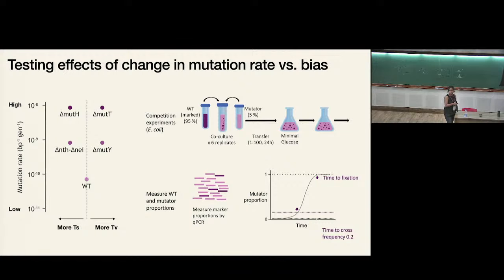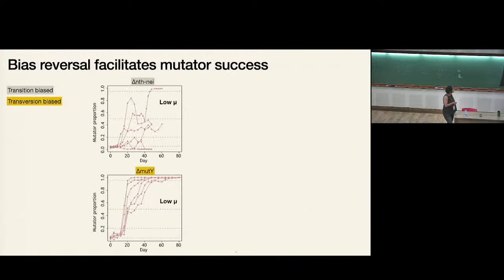All right, everybody with me? Good, so what do we actually see? So we have 6 different replicates of each competition. You see everybody starts from roughly 5%, which is where we expect them to start. And in the low mutation rate situation, with NTH-NEI, which is transition biased, you find that the mutator has fixed in only one population by 60 days, okay? In 1 or 2 cases, the mutator has gone extinct, okay?